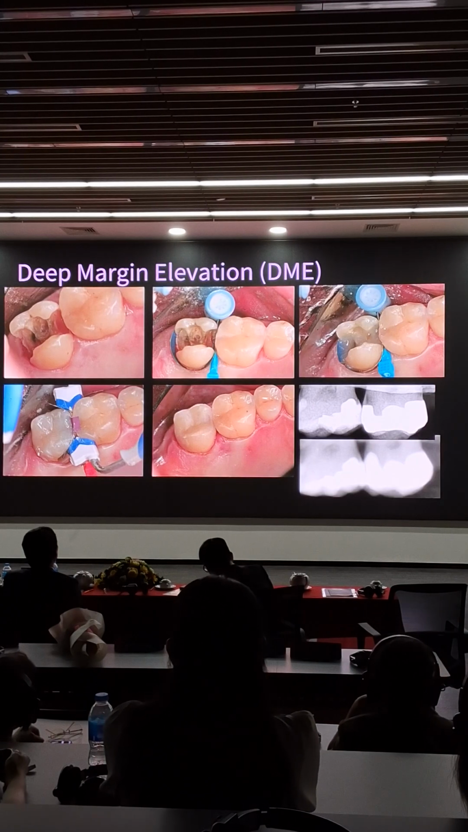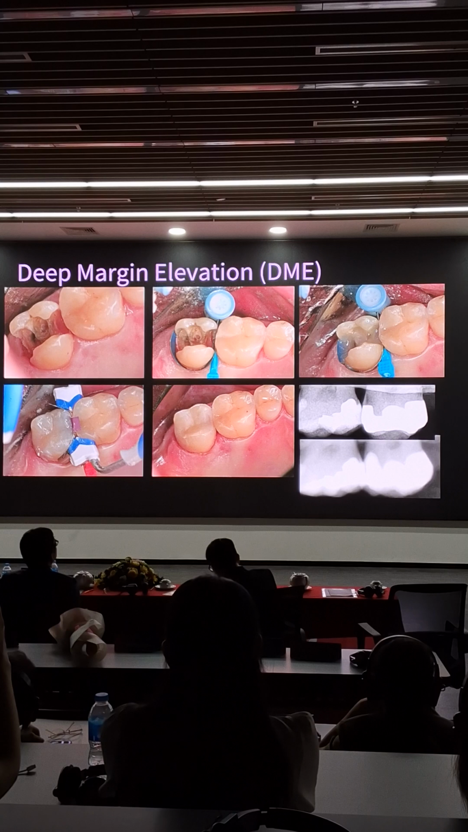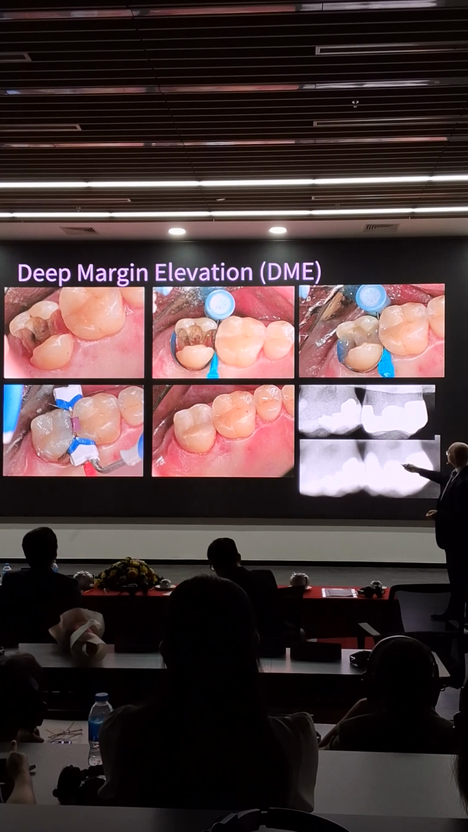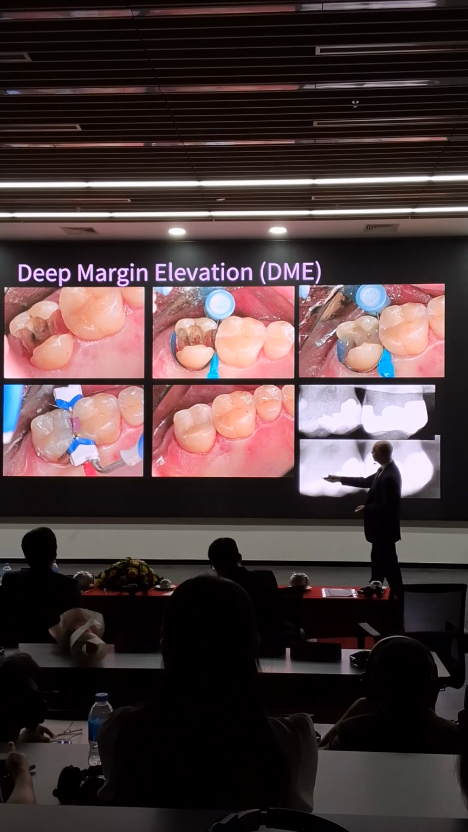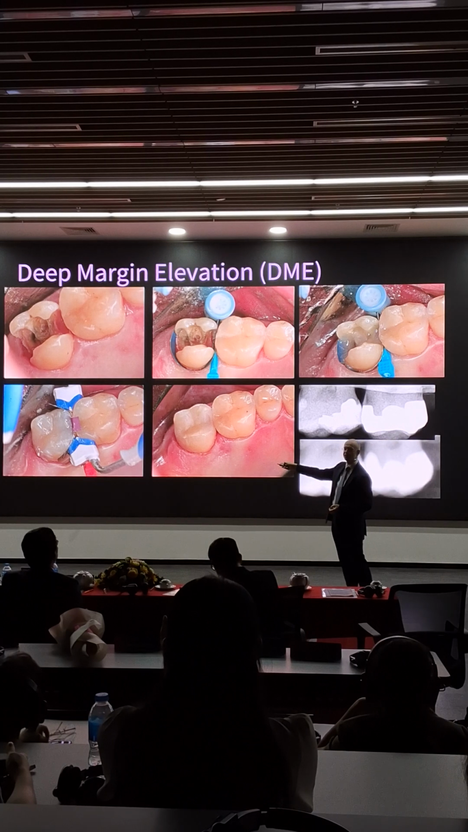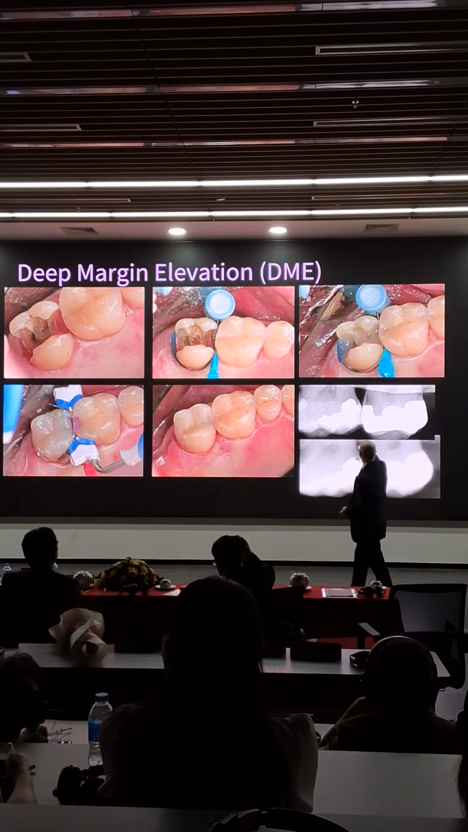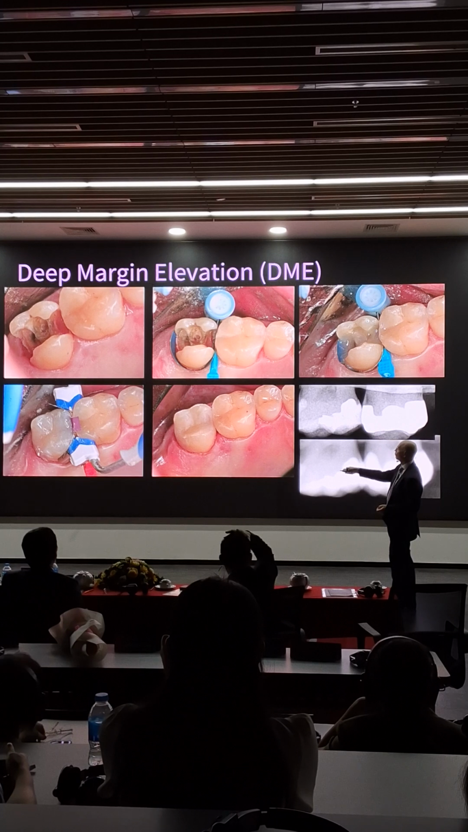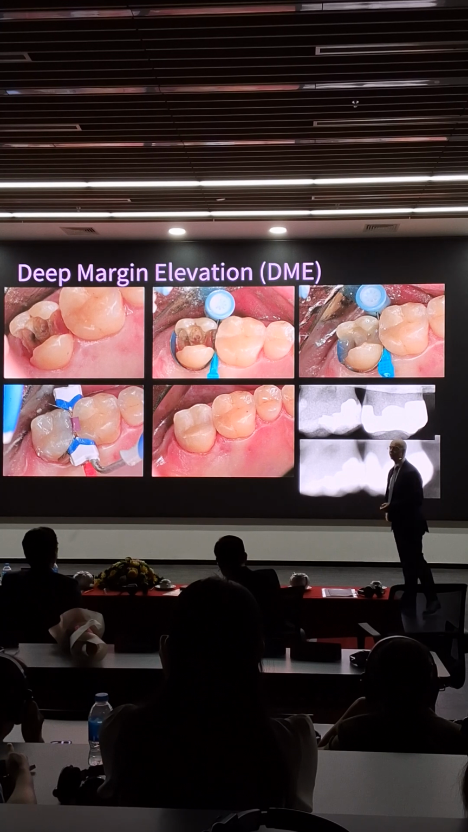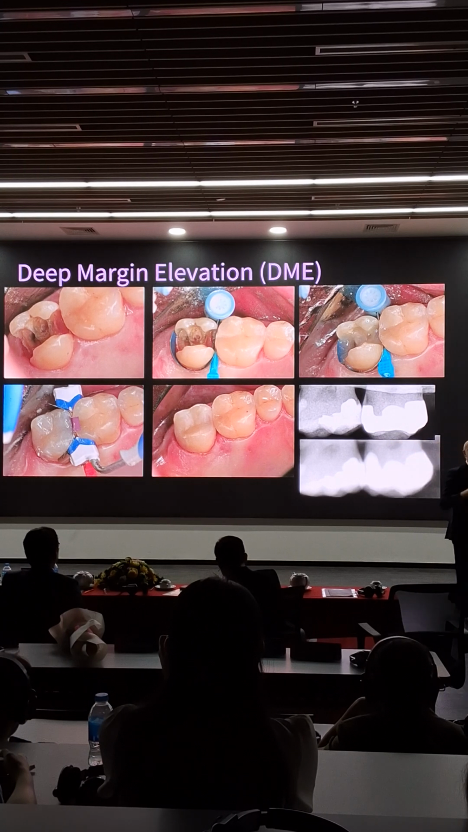But you can also do this technique if you want to do direct restoration. So here you will do it in 2 steps. You see, I put my matrix for my deep margin elevation. I raise my margin. And here, because I do direct restoration, I will use a second position of the matrix after. So now I'm in a good condition, and now I can recreate a good contact point and finish. What we call the double step matrix.